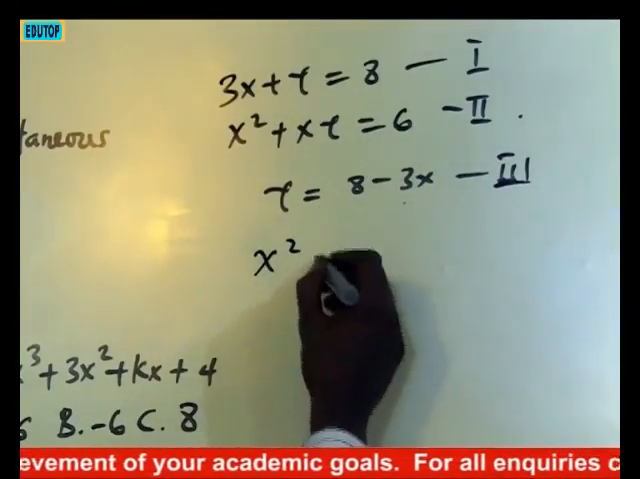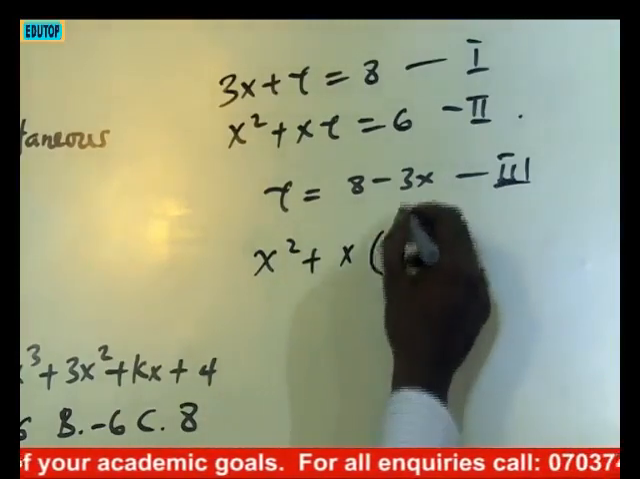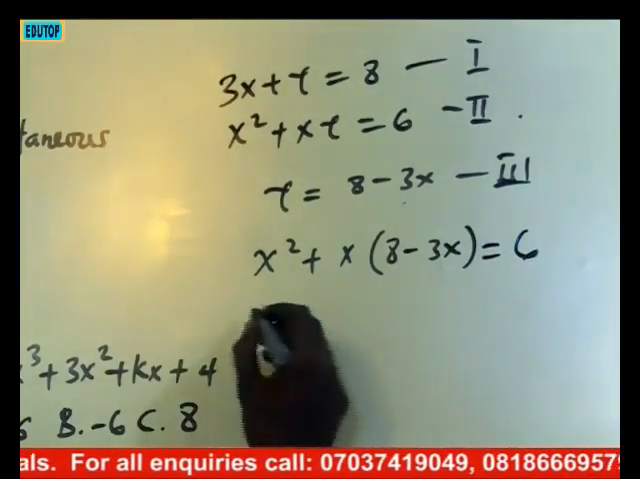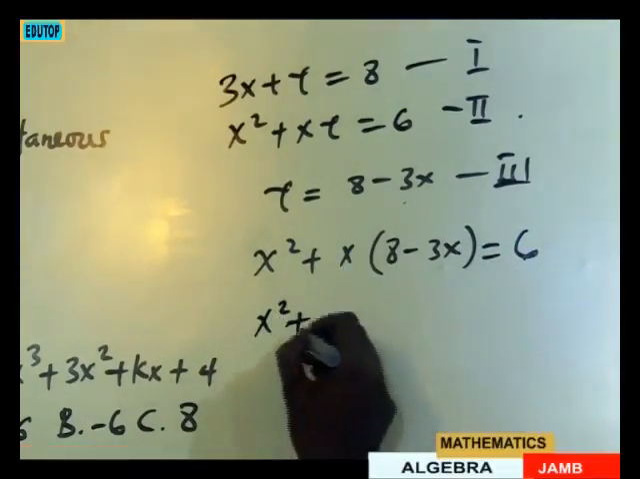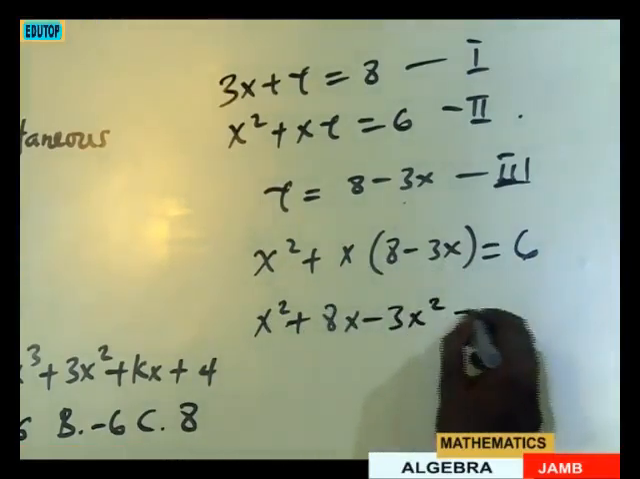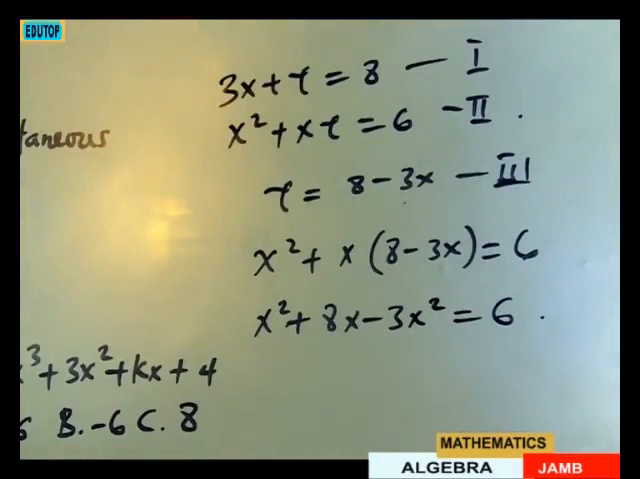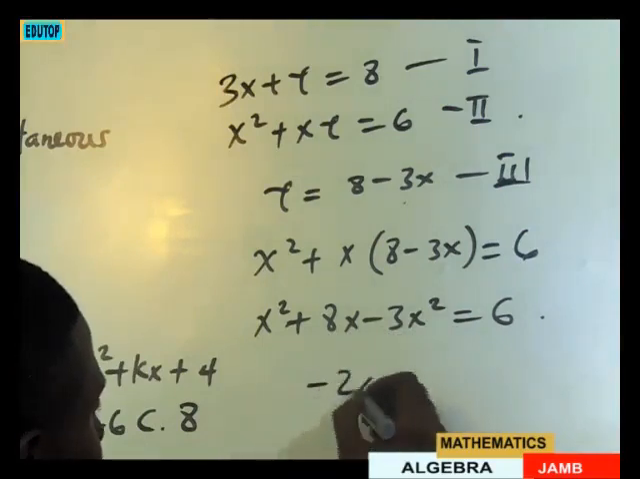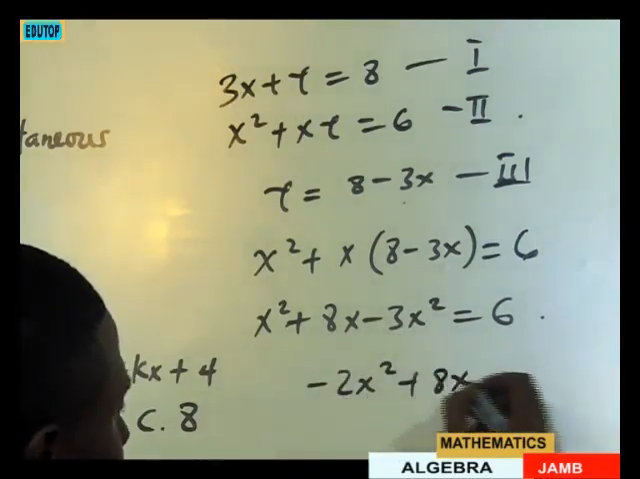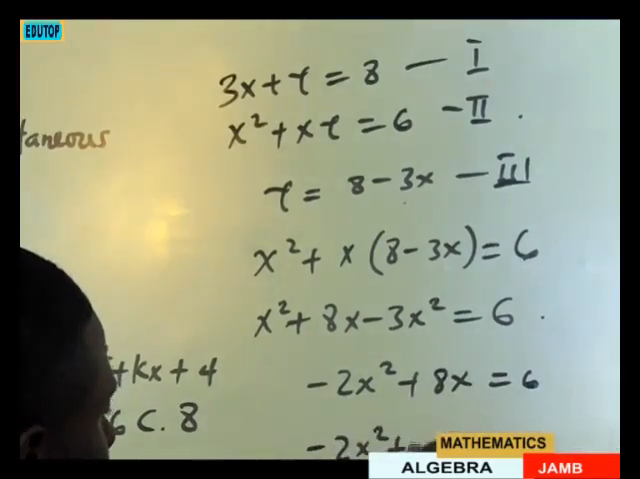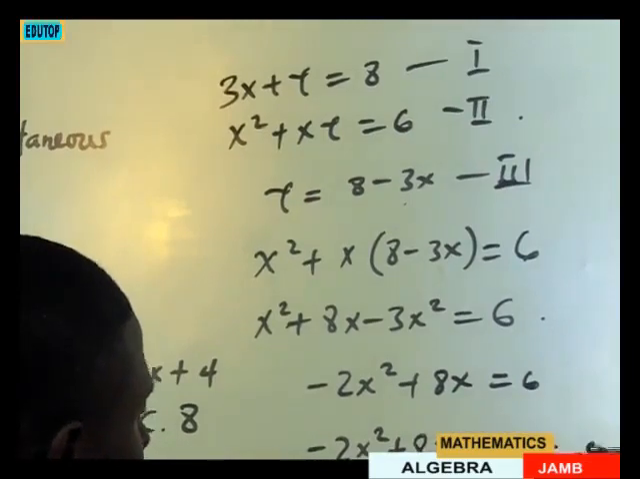So I have x squared plus x into y, so now I have x squared plus x times (8 minus 3x) equals 6. This time x squared plus 8x, this time minus 3x squared equals 6. Then I will have x squared minus 3x squared, that's minus 2x squared plus 8x equals 6. So let me restructure this. I have minus 2x squared plus 8x minus 6 equals 0.